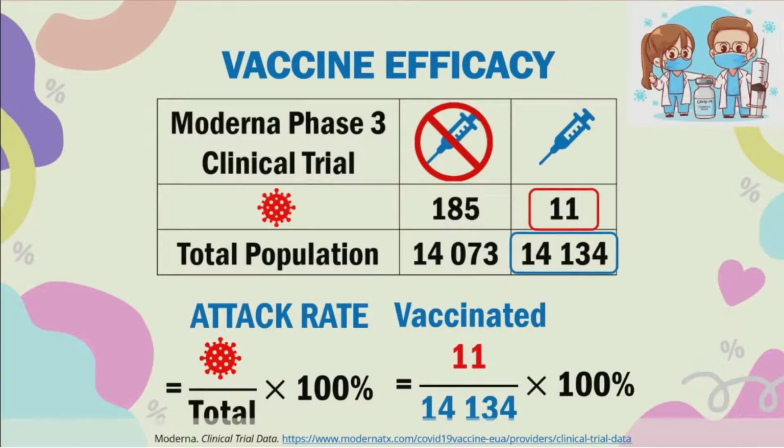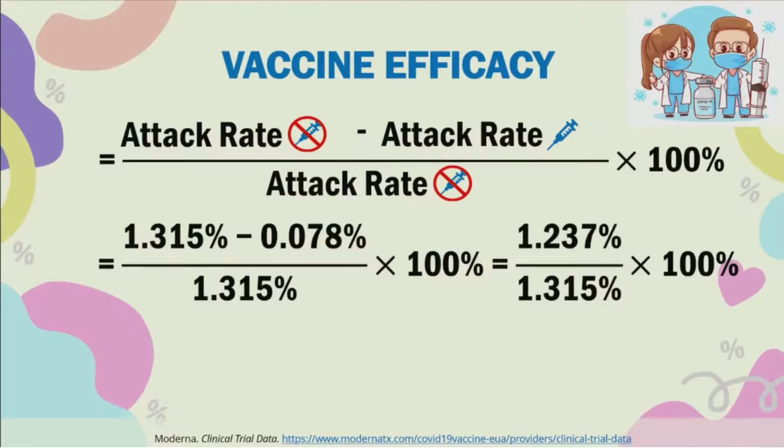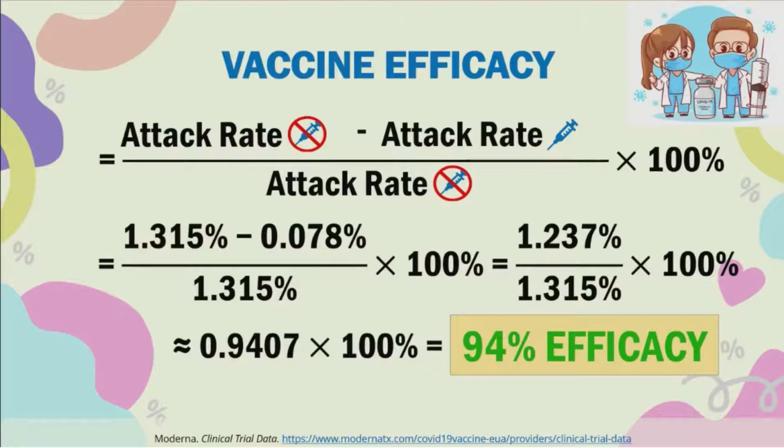For the vaccinated group, 11 people had COVID out of 14,134 people. 11 divided by 14,134 times 100% is equal to about 0.078% attack rate. 1.315% unvaccinated attack rate minus 0.078% vaccinated attack rate is equal to 1.237%. Divide 1.237% by the 1.315% unvaccinated attack rate and multiply by 100% to get 94% vaccine efficacy.